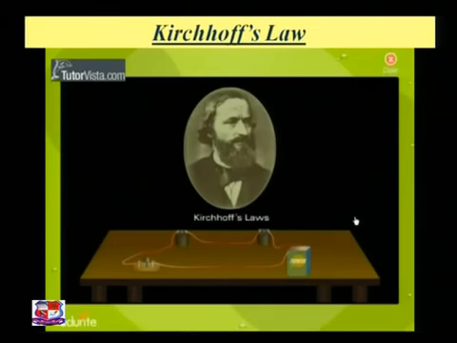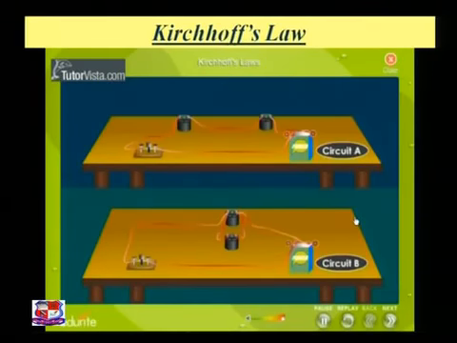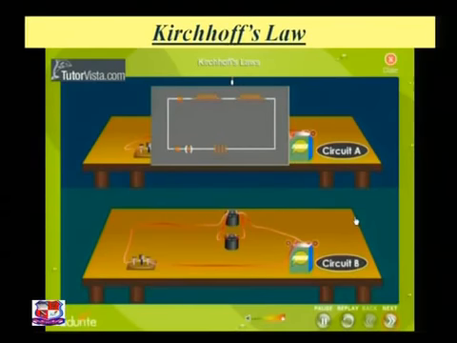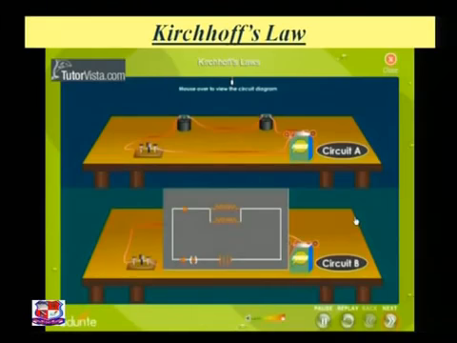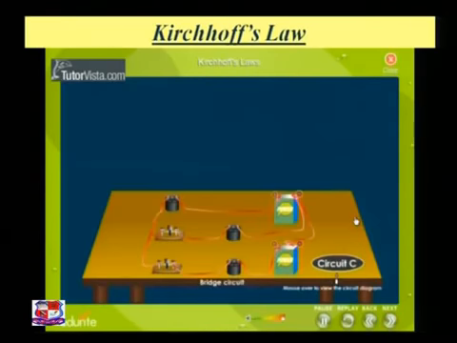Kirchhoff's laws give the best relation when the sources of EMF are very large. See figure A and figure B. These are the two circuits. If you want to reduce circuits A and B, you can easily treat circuit A as a series circuit which has one source of EMF, and circuit B as a parallel circuit, and both circuits can be solved using Ohm's law.